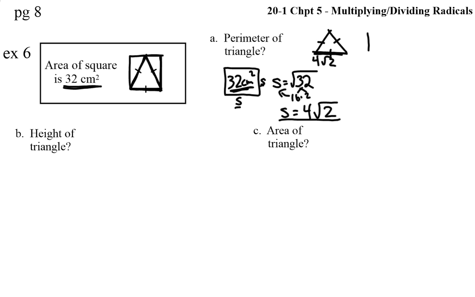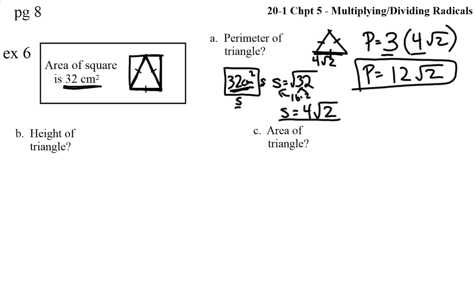If we know the side length of the triangle and the square is 4 root 2, that means the perimeter of the triangle will be 3 of the 4 root 2's. So, coefficients, 12 root 2. There's the perimeter of the triangle. Well, now we know the perimeter and some other information about our triangle. This question is saying, what's the height of the triangle?